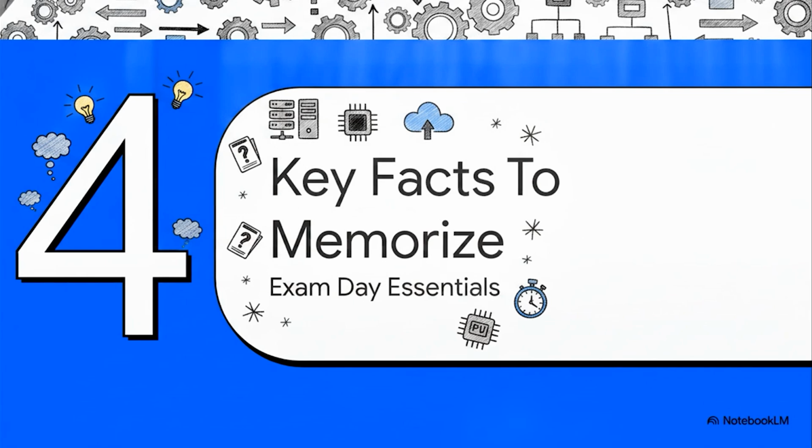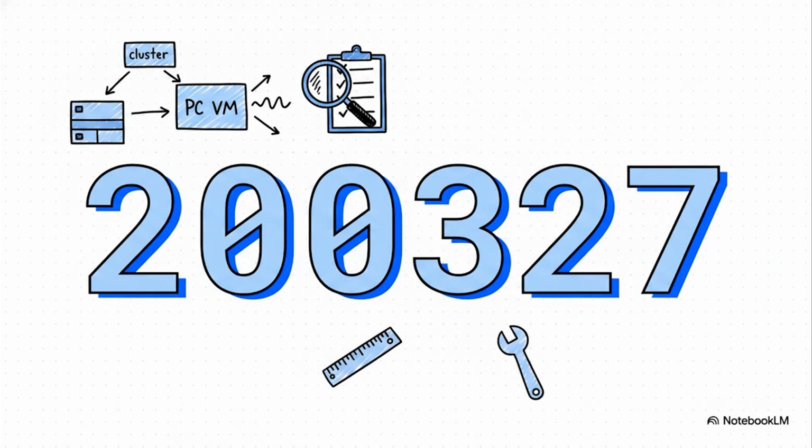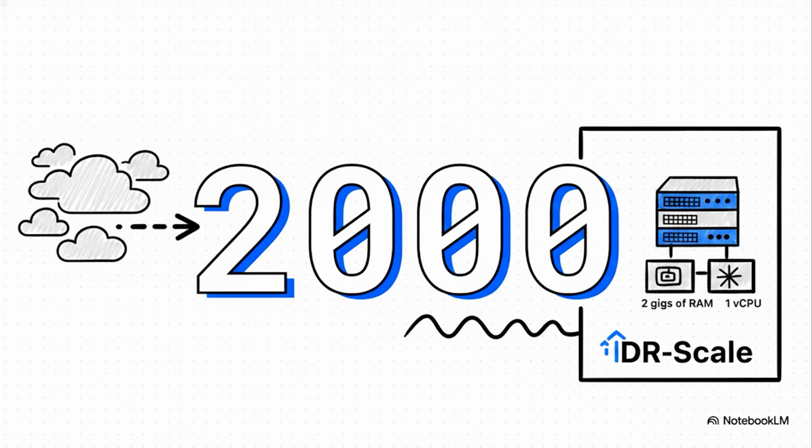Okay, Section 4, the absolute key facts to memorize before test day. Let's do a rapid-fire review to lock this all in. First number, 200327. This is the exact Nutanix cluster check ID for the PCVM resource resize check. If a question asks which check ID validates Prism Central VM resource adequacy, you are looking for 200327. Next up is 2000. This is the hard threshold of protected entities where DR scale officially kicks in. If you have 2001 virtual machines protected, boom, you are in DR scale territory and you must provision that extra 2 gigs of RAM and 1 vCPU per node.